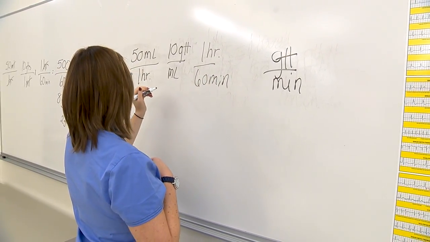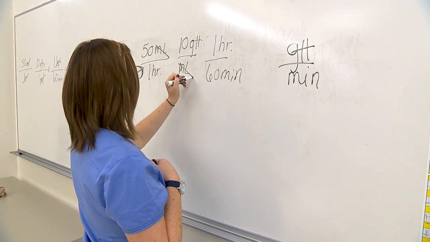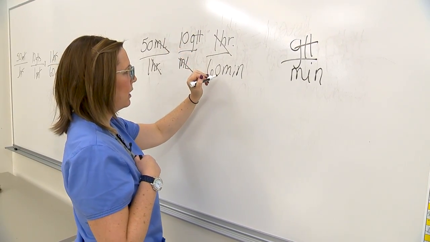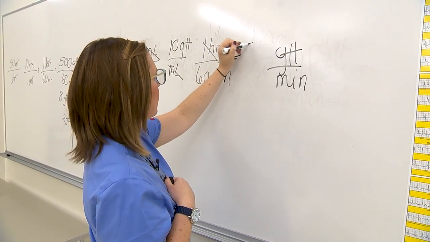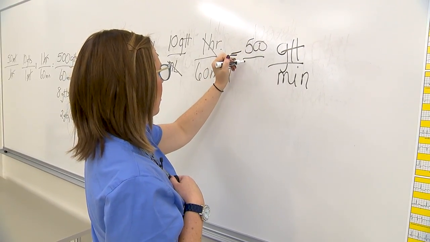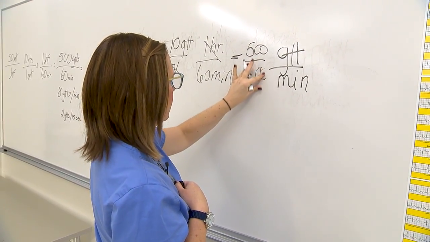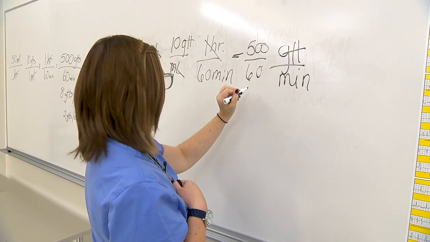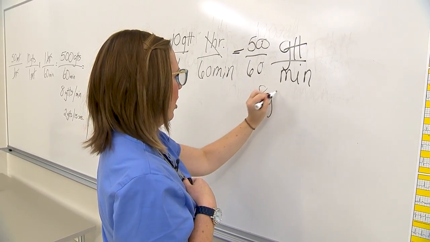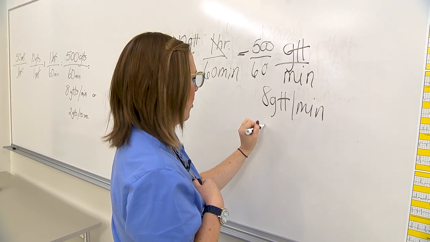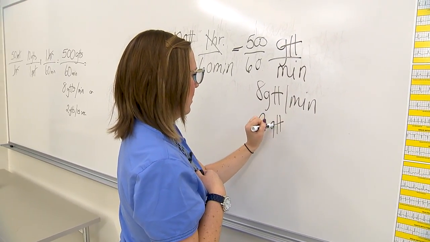I'm going to go ahead, I can cancel out my mLs. I can cancel out my hours. I'm left with drops per minute. That gives us 500 drops over 60 minutes. Then that will come out to 8 drops per minute, or 2 drops in 15 seconds.